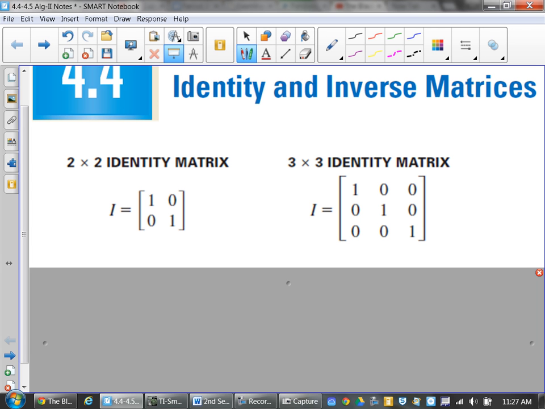Does it have to be zeros? Yeah, it has to be ones, but everything else is zeros. So it's all just ones on the diagonal, everything else is zero.